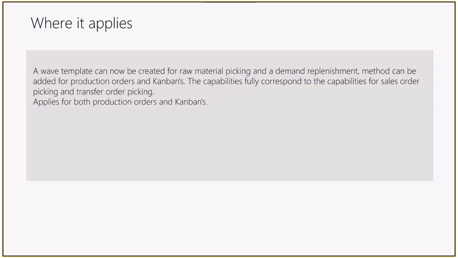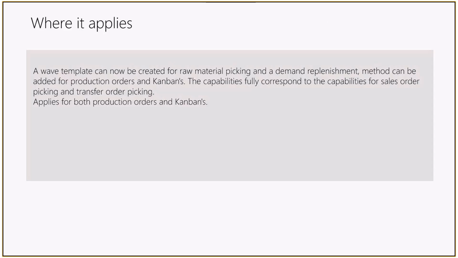So a method can be added now for production orders and Kanbans, as I said. Just to be completely clear, it supports both Kanbans and production orders, as we will see in the setup. The capabilities fully correspond to the capabilities for sales order picking and transfer order picking, as we said before. So now, when this is said, you should remember what I said, because I will repeat all of that in the demo again.